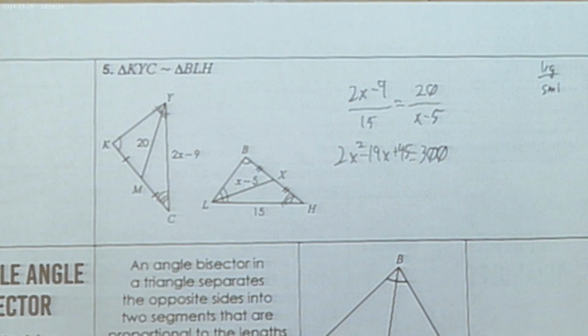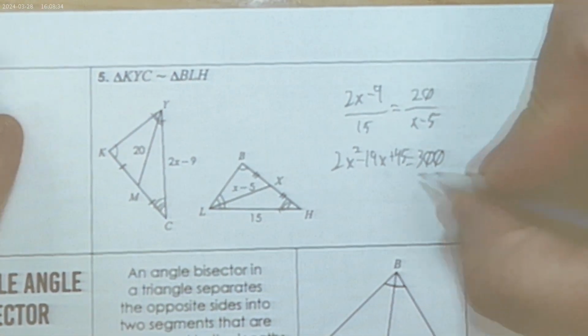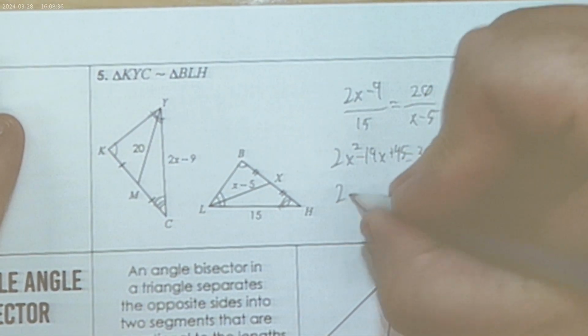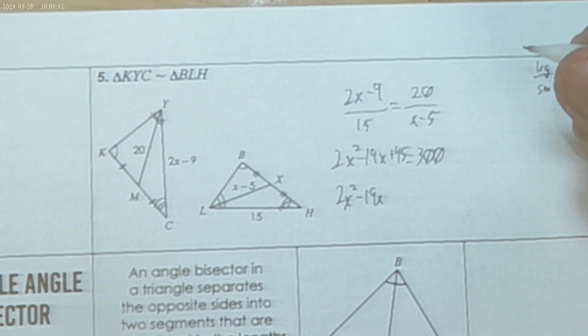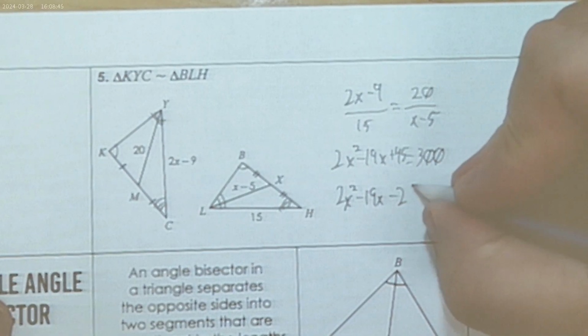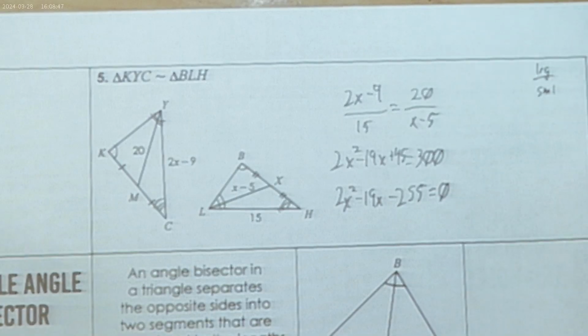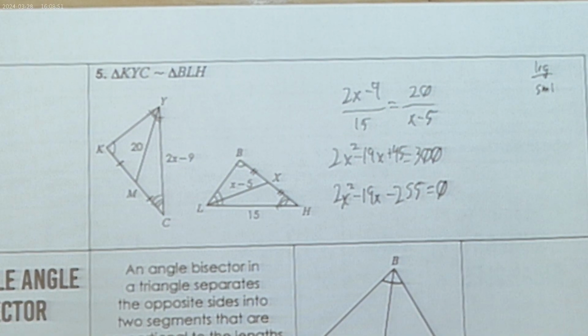So now I know what the solution is. I'm going to subtract 300 from both sides. 2x squared minus 19x, and then 45 minus 300 gives me minus 255. That's going to equal 0. So what it basically means is I'm going to have to do the quadratic equation again.